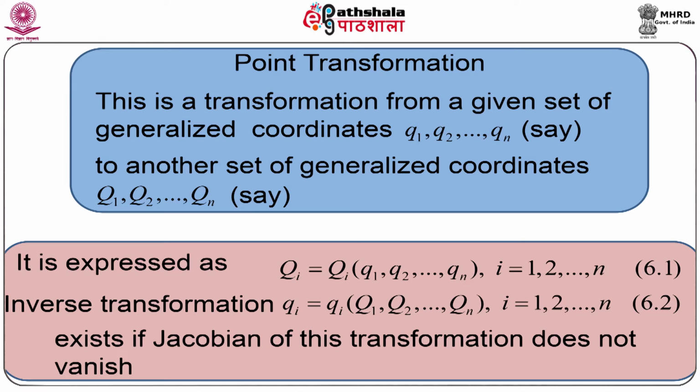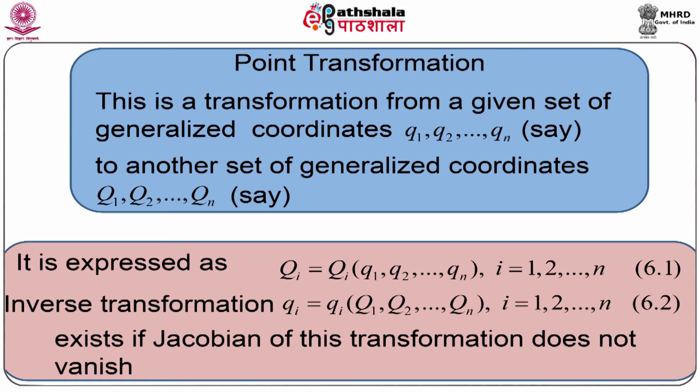In order that the inverse transformation small q_i equal to small q_i function of capital Q1, capital Q2 up to capital Qn for i equal to 1, 2 up to n also exists, the Jacobian of this transformation should not vanish. If the Jacobian vanishes, then the inverse transformation does not exist.